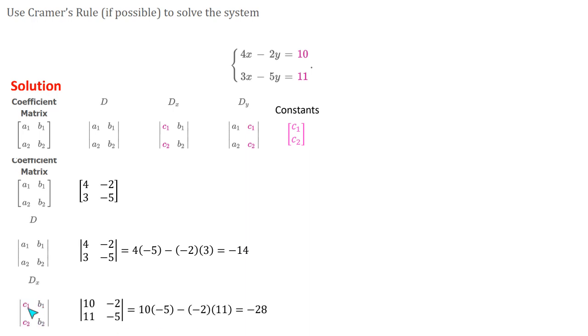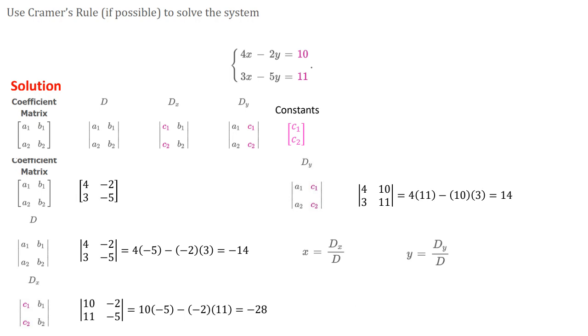Now we need to find Dx. So remember, Dx is the constants. Our constants are 10 and 11, and the coefficients of y, which are -2, -5. So 10 times -5 and -2 times 11, we end up with -28. And then the last one that we need is Dy. So that's your coefficients of x and your constants. So we're going to have 4, 3, and 10, 11. 4 times 11 is 44, minus 30 will give us 14.